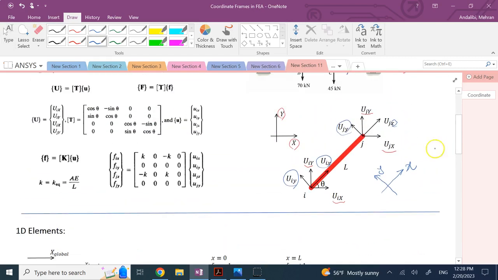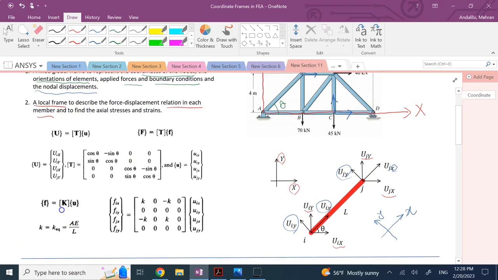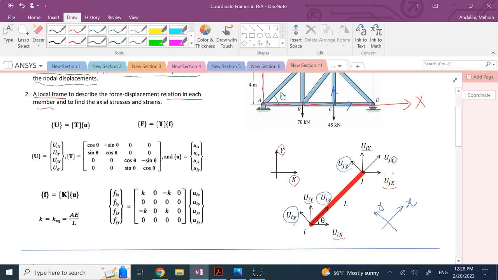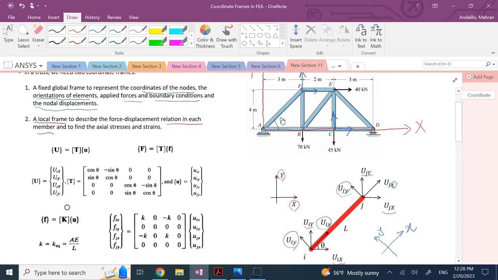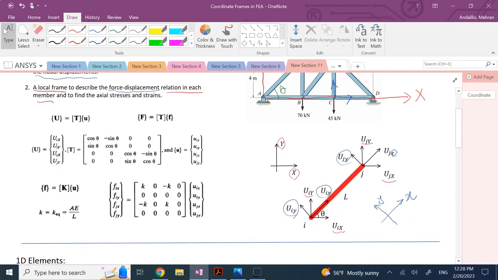So now why do we need this rotated frame, right? And this local frame, what is that? Especially in this case, the rotation matters much more. So why does rotation matter here? Because if I want to form the equations of force and displacement in each member, the force in each member is going to be along which axis? Well, clearly it's along the x local. It's along the member. So the force is along this member.